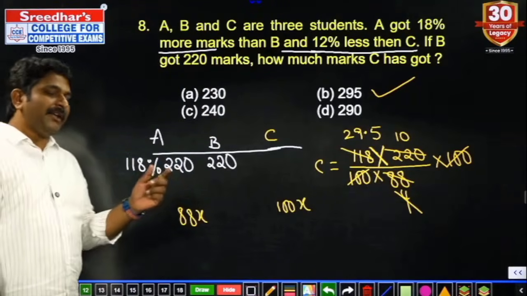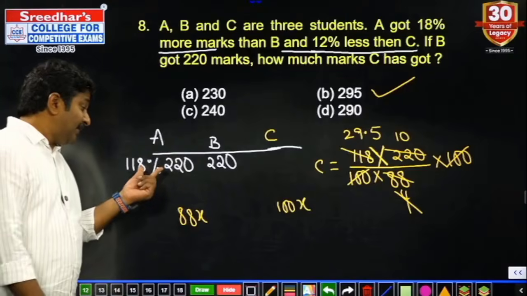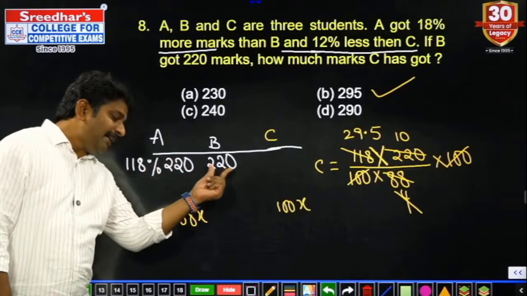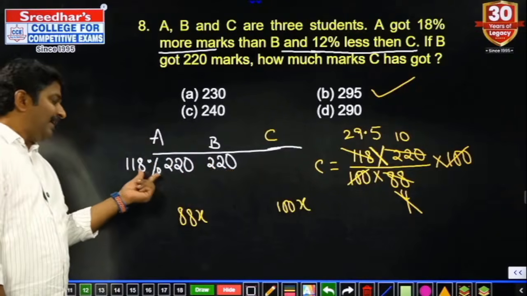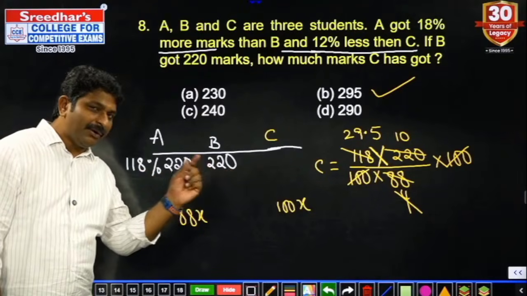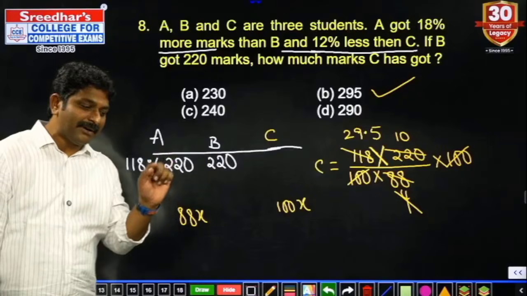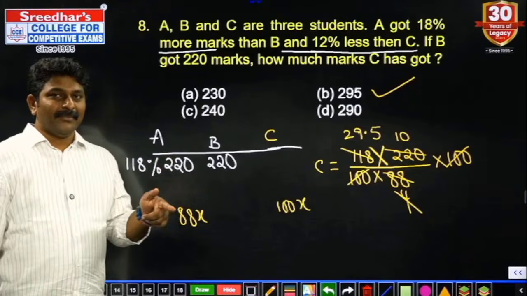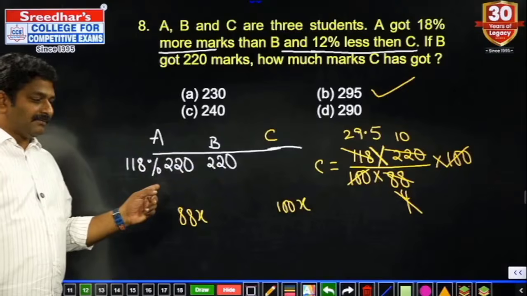So the majority of the people try to calculate 18% of this number and directly add it here. When you calculate 18%, you don't get a natural number, you get a decimal. It takes time. So hence I am avoiding that. That is the logic.